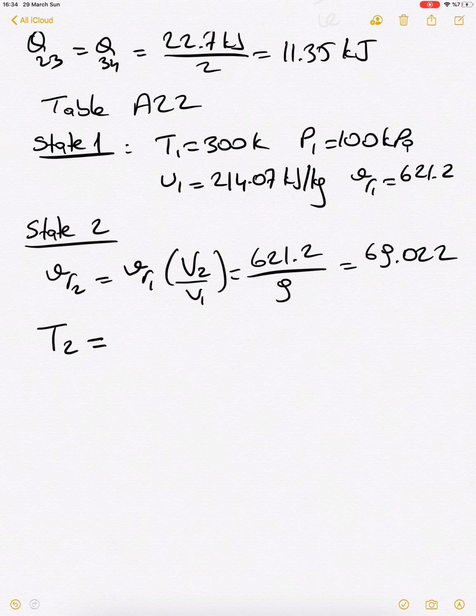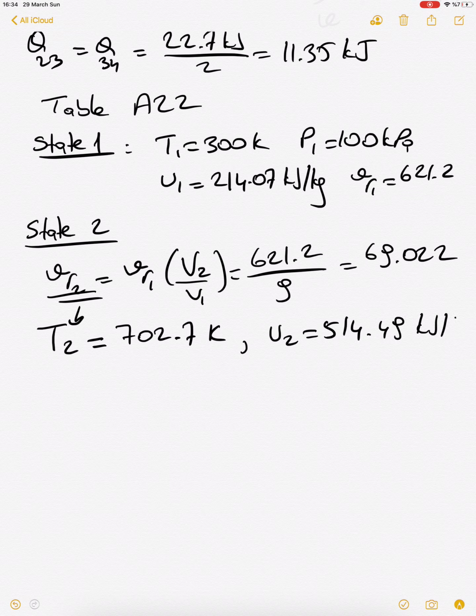Again from table A22, once we know this, we can determine that from the tables. So this is 700 Kelvin, hence U2 is 0.49 kilojoule per kilogram. So we reached state 2.